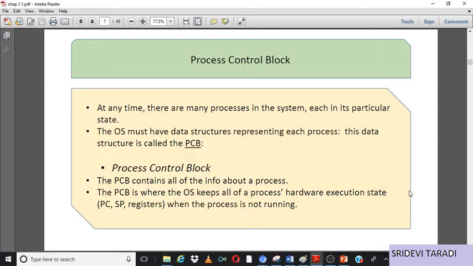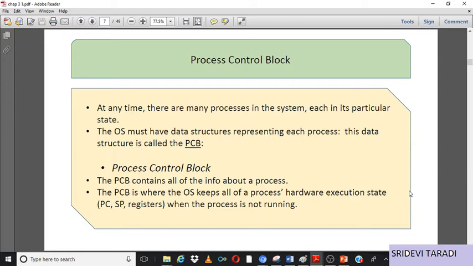Let us talk about the process control block, which is also called PCB. There are several processes which are going to compete for resources or for CPU utilization. Processes are said to be in different states while they are being created. If it is in the new state, it is just being created. If it is in the ready state, it is waiting for execution. Once it is in the running state, that means it is executing the instructions. If it is terminated, that means the process has completed its execution.